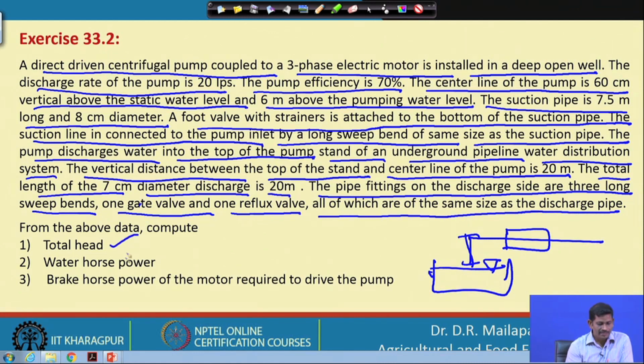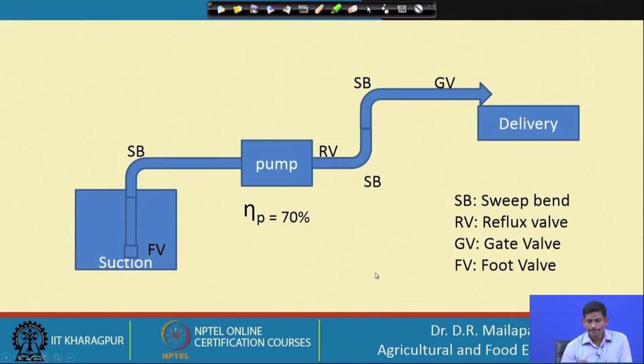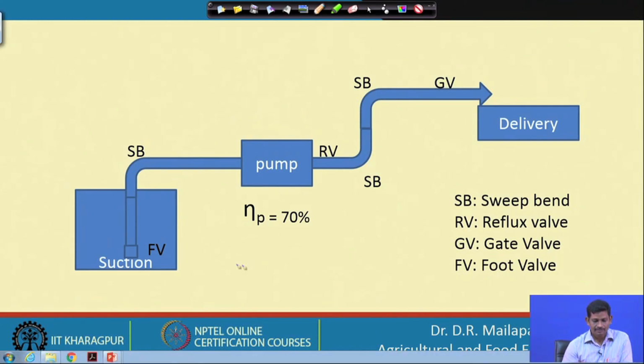Okay. So, find out the total head, water horsepower WHP, and brake horsepower, the BHP. So, these things need to be worked out. So, let us see here. The whole thing can be put in this manner.